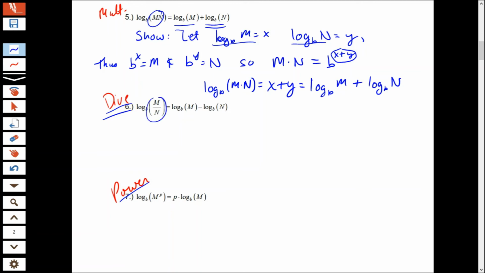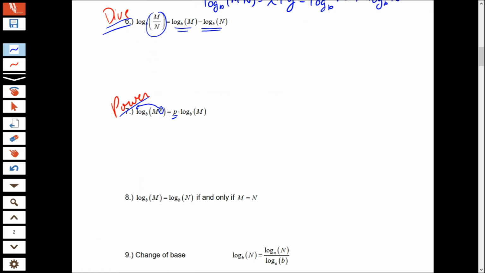Division inside your log splits up into subtraction. Remember, logs equal exponents. So what do you do with exponents in division? You subtract them. The logs equal the exponents. In multiplication, you add them. And then here we have a power property that allows us to take an exponent and bring it down in front as a coefficient to the log.